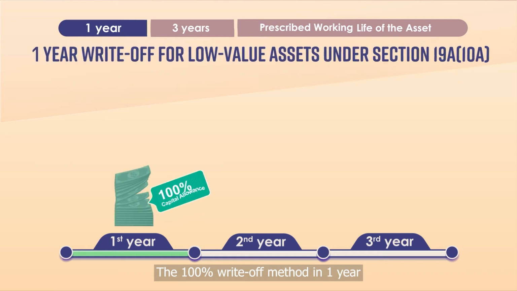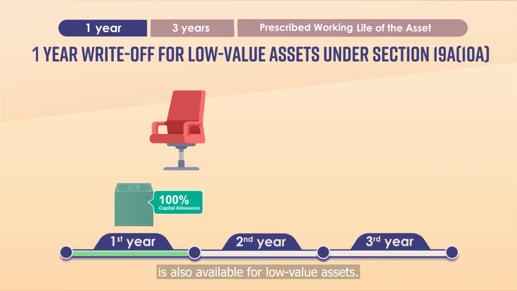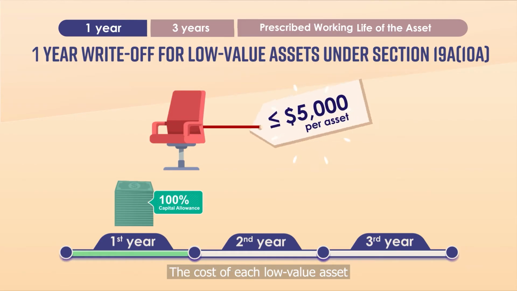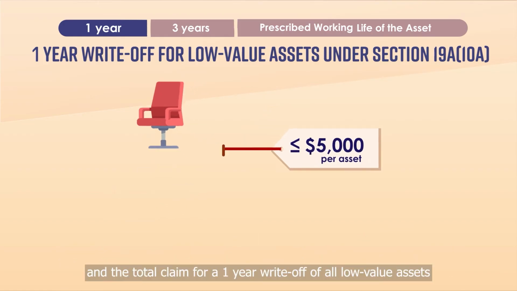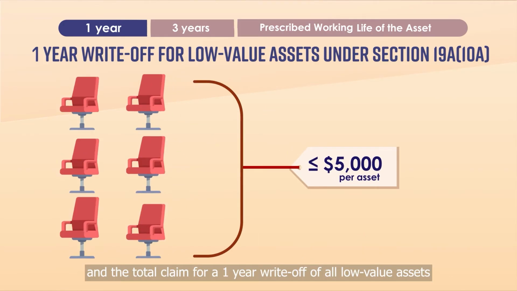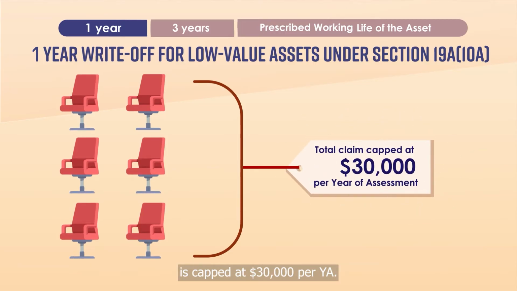The 100% write-off method in 1 year is also available for low-value assets. The cost of each low-value asset must not exceed $5,000, and the total claim for a 1-year write-off of all low-value assets is capped at $30,000 per YA.